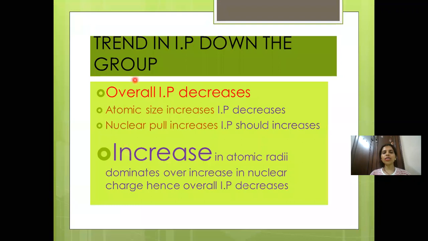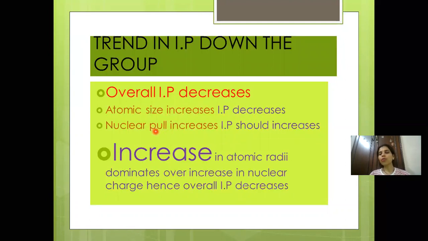After that, we go to the trend in IP down the group. So overall IP decreases. Atomic size is increasing, as you know, down the group it is increasing. So now they have an inverse proportion. If atomic size increases, IP decreases.